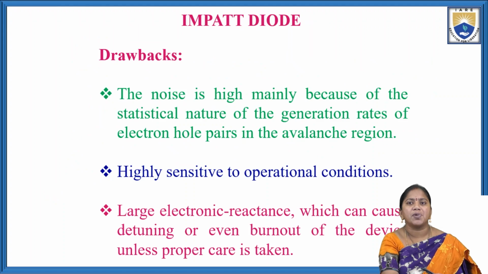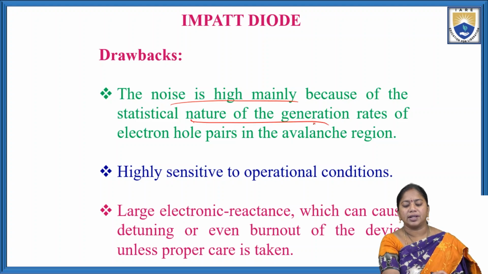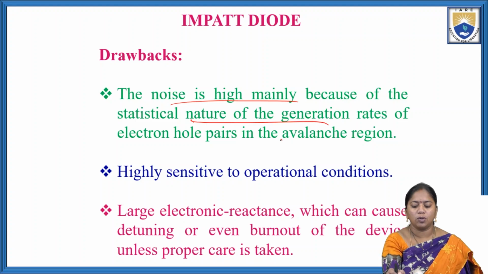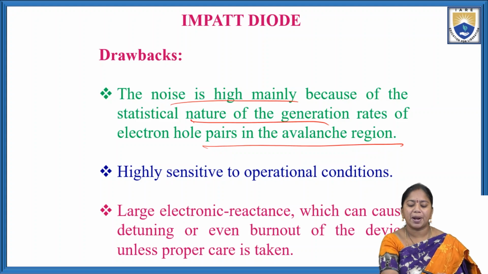Drawbacks of the impact diode. The noise is high mainly because of the statistical nature of the generation rates of the electron hole pairs in the avalanche region. In the avalanche region, electron hole pairs are generated. Due to the electron hole pair generation, the noise is more in the impact diodes.